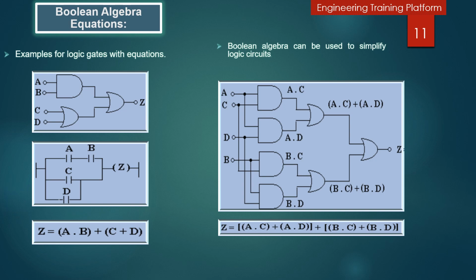and C. B multiply by C, and then B multiply by C, the OR gate will become. OR gate means plus, and the second, the last one, you can see it is coming from B and the other one is coming from D. B multiply by D. This is the complete equation. I hope you understand these equations.